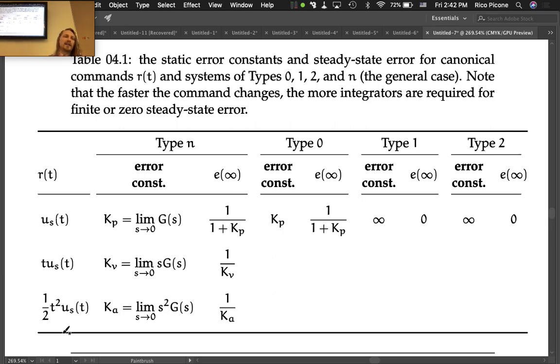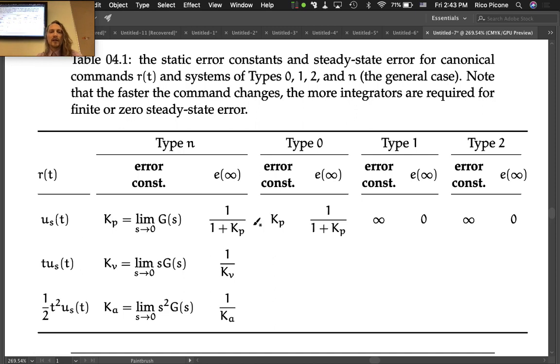I don't really care. The names are not important, really. I kind of think they're a little bit misleading because it doesn't have to be position. It can be any variable you're controlling. It thinks in a mechanical way, which is okay, but we like to think of systems in a more general way. So we have these general formulas. We're going to apply them to a type 0 system, type 1, type 2.